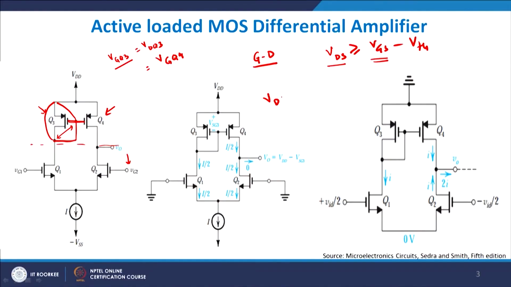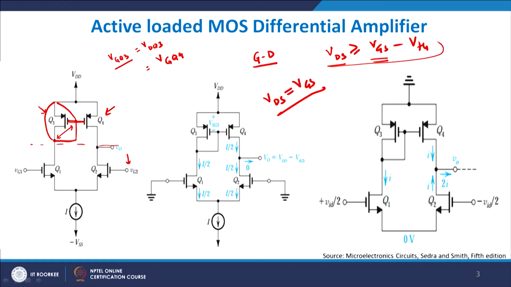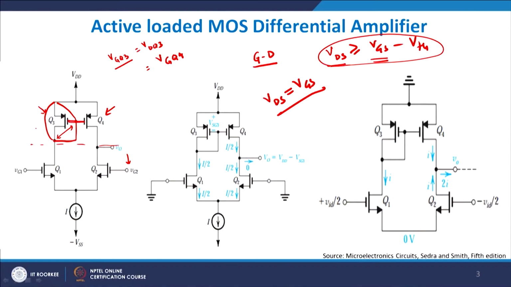VDS, drain to source, will always be equal to VGS, gate to source, agreed. Drain to source will always be equal to gate to source because your gate and drain have been shorted with respect to each other, which ensures that this condition can never be applicable. Which means that my device can never go into the saturated region at all, but it will be in the triode region behaving like a resistor. So, this can be replaced by a simple resistor.